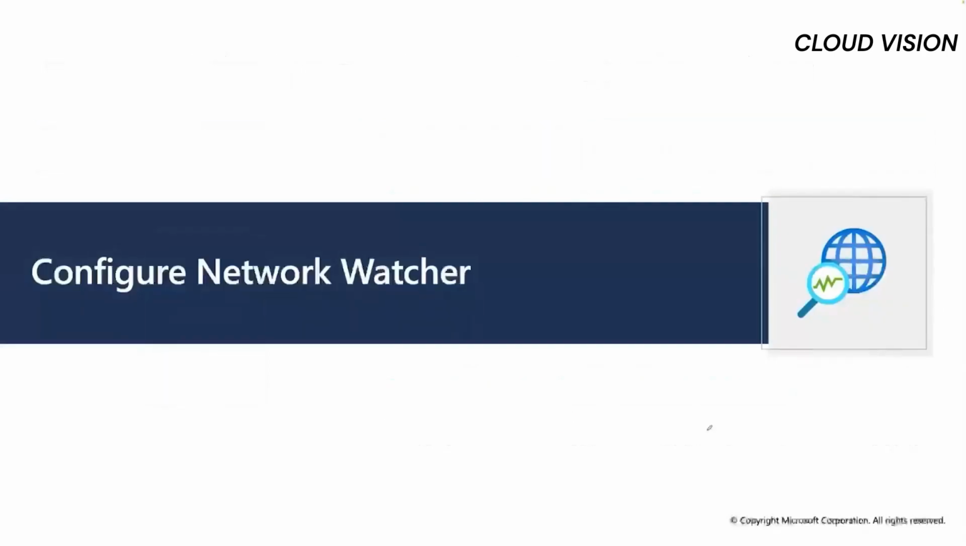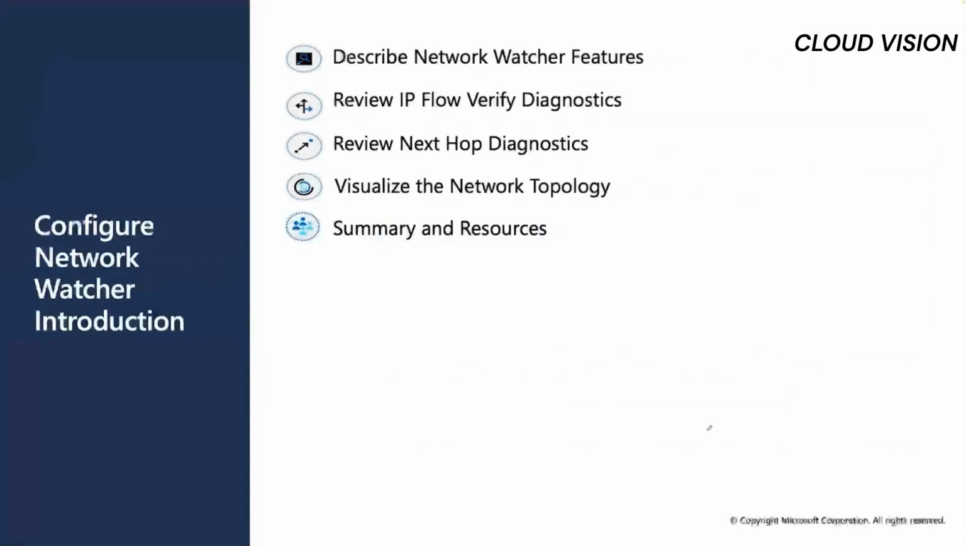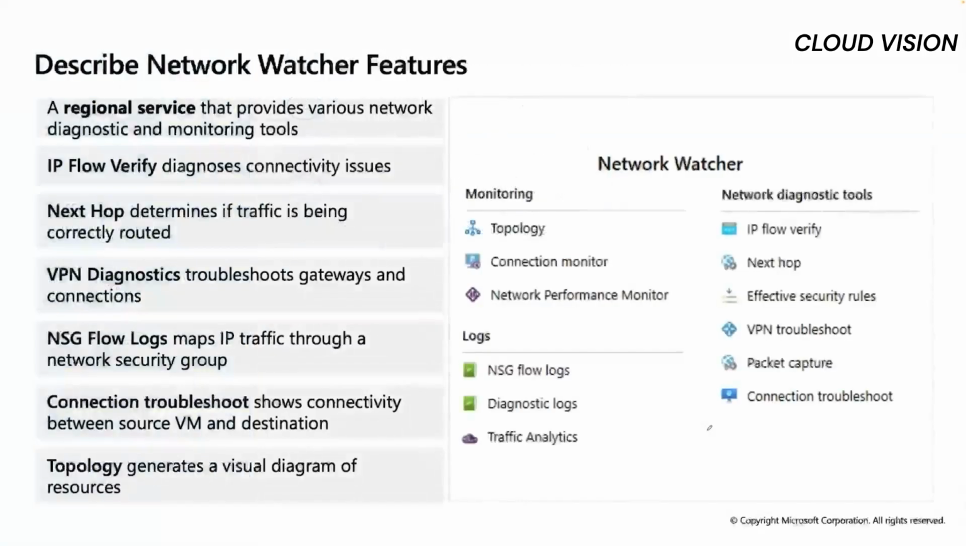Okay. Network Watcher, as the name suggests, keeps a watch on the network and identifies any IP flow to verify the diagnostics. It also puts a diagnostic on the next hop. So what's going to happen next? And on the next hop, what diagnostics need to be captured to have an end-to-end view of what is happening, and also visualize the network topology.